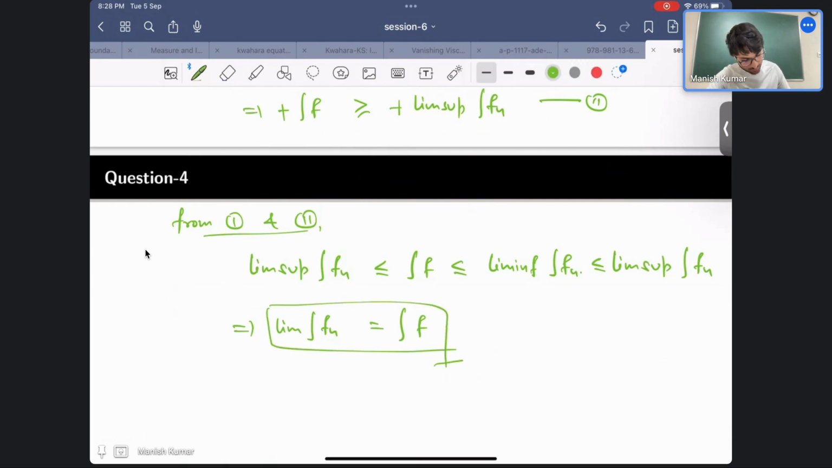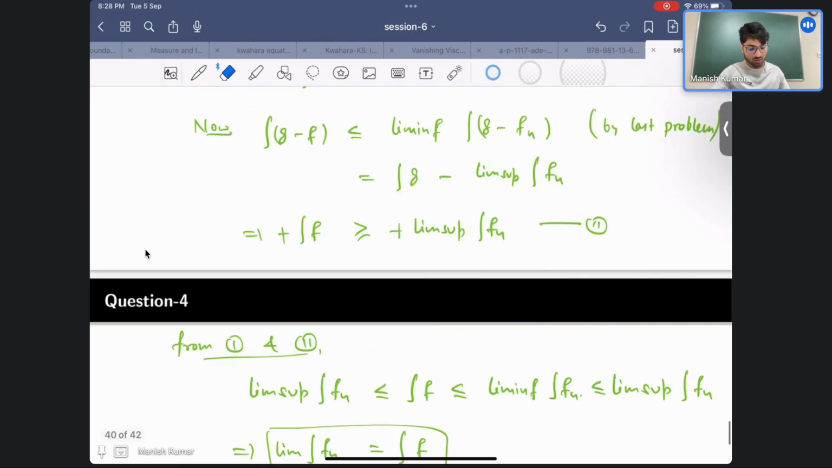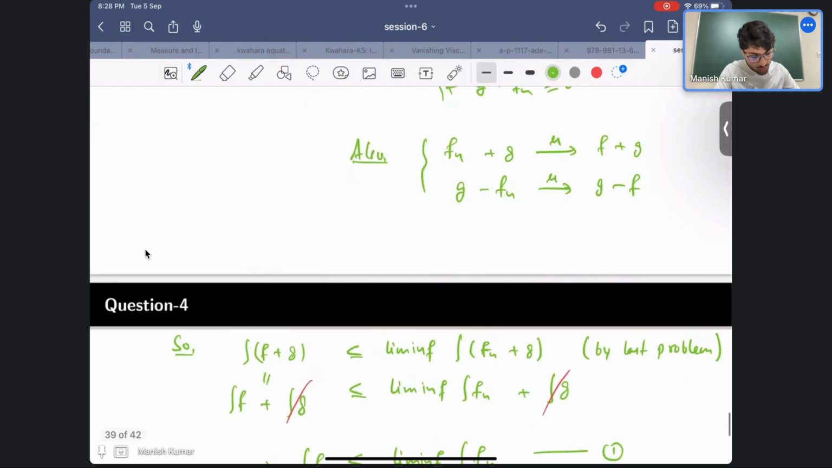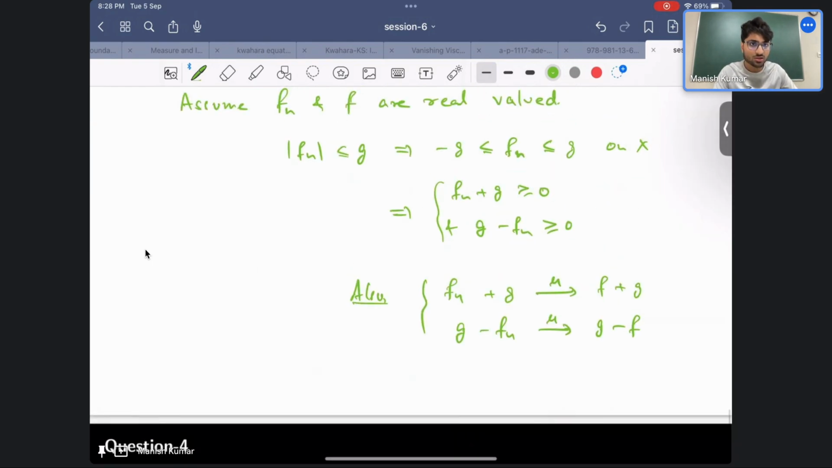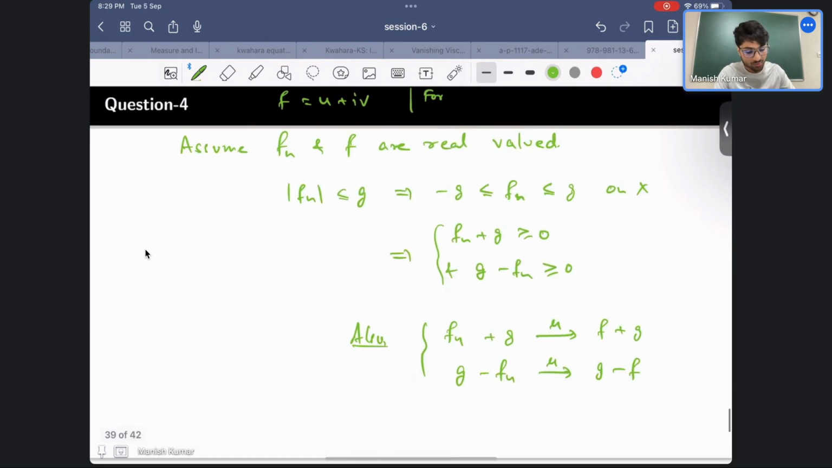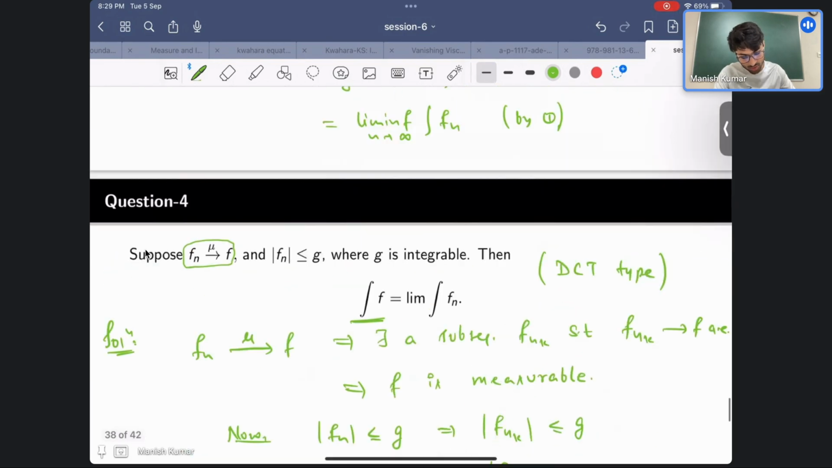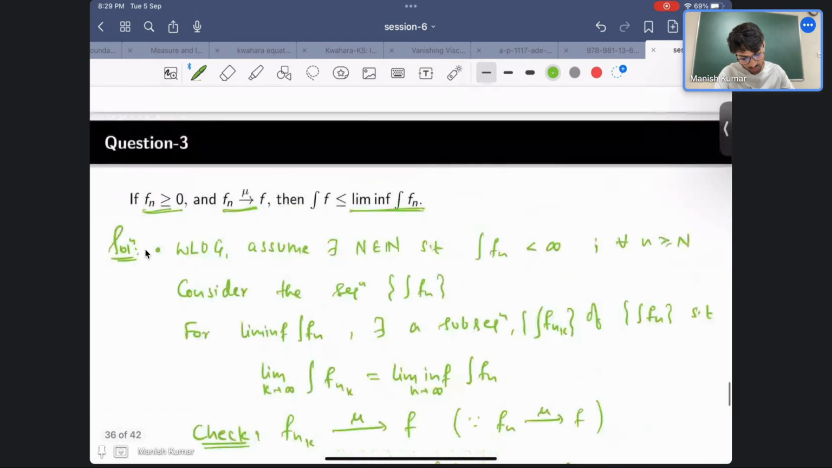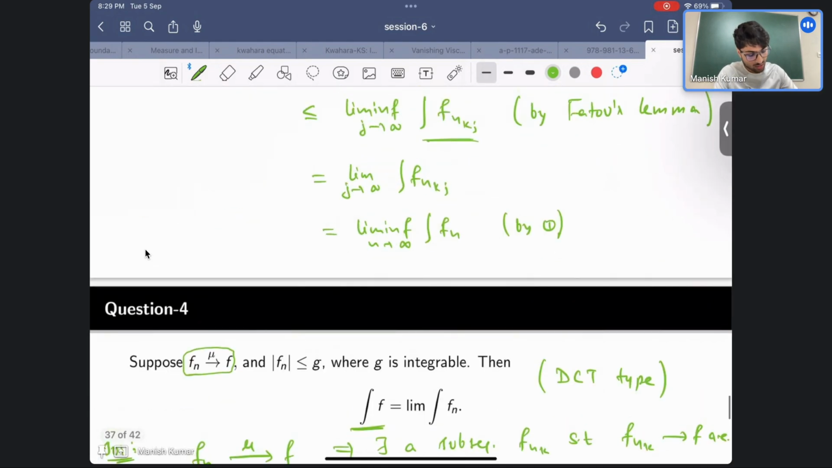Okay, so the only difference here is that in the proof of DCT you use almost everywhere convergence, but in this problem you use a theorem of this sort: Fatou's lemma when you have convergence in measure. So using that convergence in measure you can conclude this result.